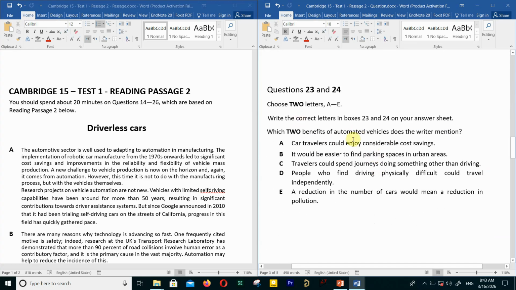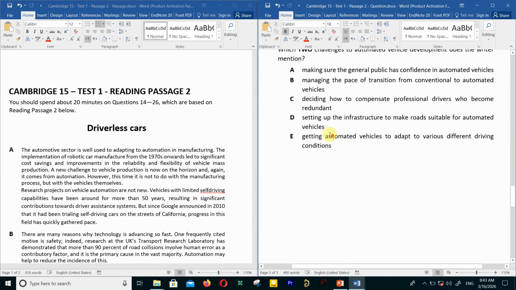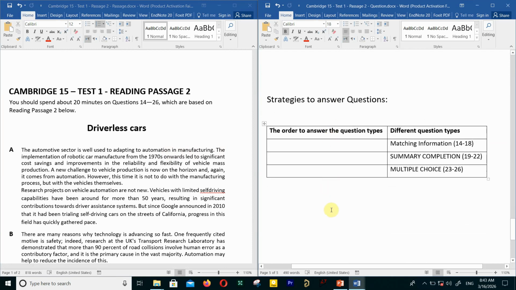And in order to cover these questions, you had to know what was going on in the passage, because other than that it is difficult to find the answers. So before we get started for this type of questions, what is the strategies to answer all of the questions? I mean, what is the order of answering these different type of questions? These are the questions: matching information, summary completion, and multiple choice question. Since summary completion is really easy ones to find and answer them, it is a great idea to pick them as the first one.